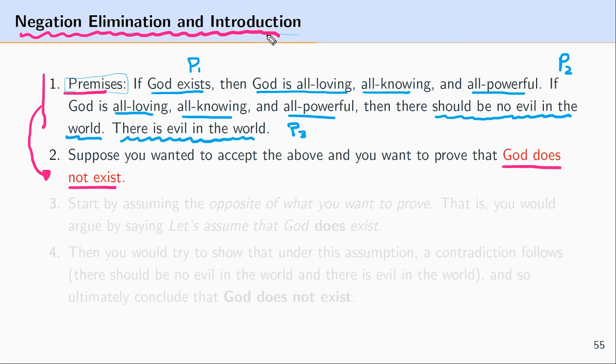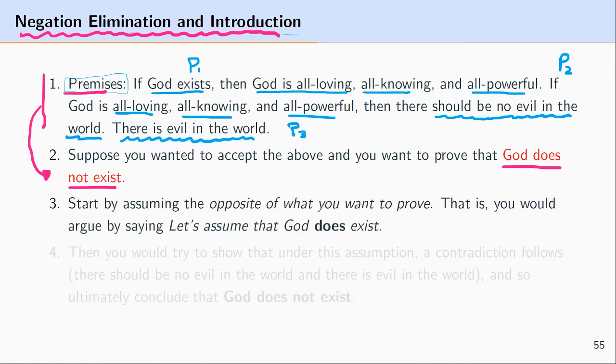In particular, we'll use negation elimination. So let's see how this works. We'll start by assuming the opposite of what we want to prove. So since we want to prove that God does not exist, which let's just call not G, we're going to assume its negation. That is, we're going to assume that God does exist, which we could call G.